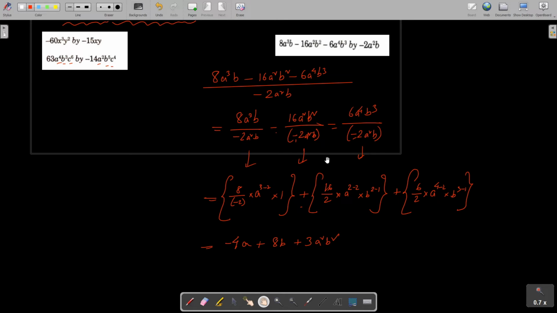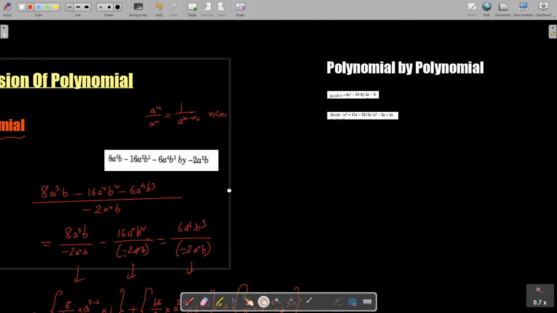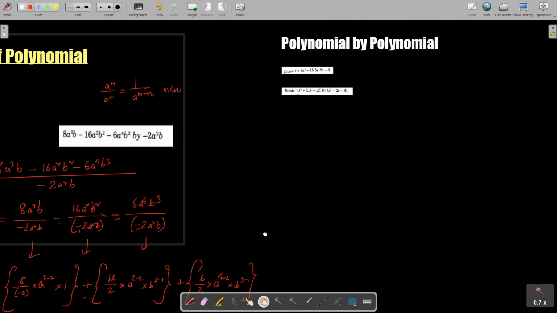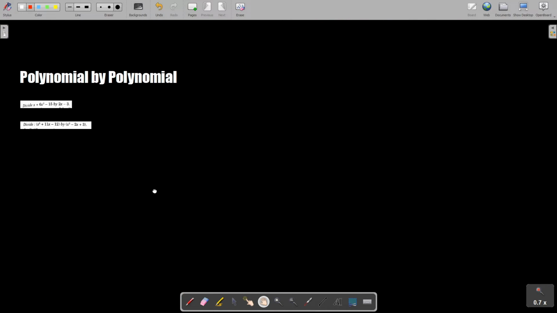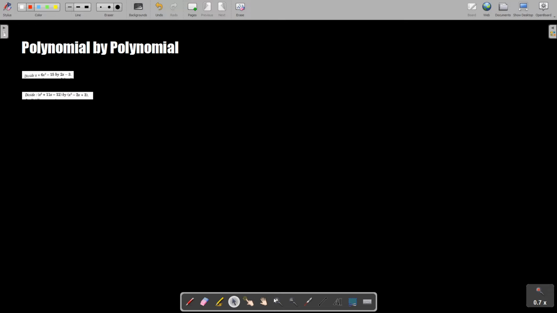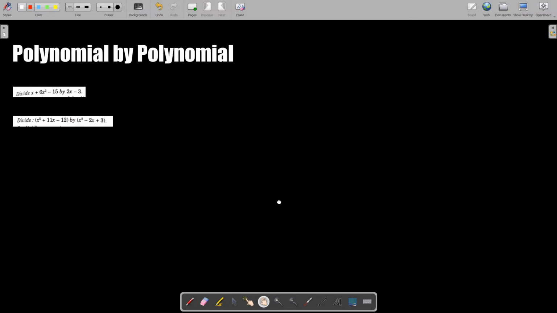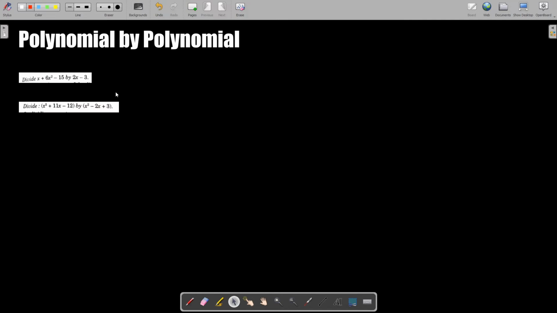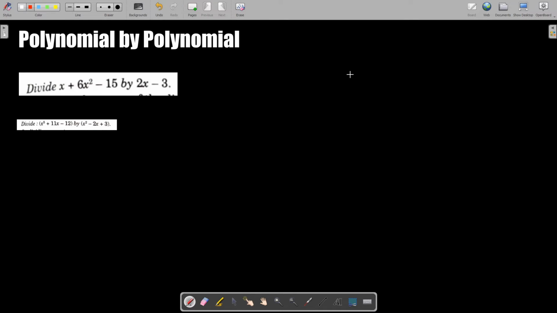Okay students, now what we're going to do is we will see how we divide a polynomial by another polynomial. Okay, let me make it bigger. So first example we will take, it's given x plus 6x square minus 15 divided by 2x minus 3. Now here are some steps we need to follow.